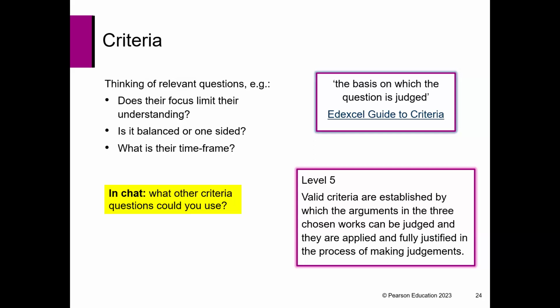And just remind you again of that mark scheme that we looked at, that in level 5, valid criteria are established by which the arguments in the 3 chosen works can be judged, and they are applied and fully justified in the process of making judgments. So helping students to identify the kinds of criteria they might apply will really help prepare them here.